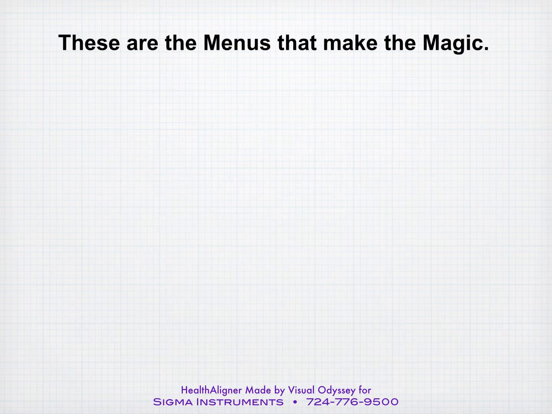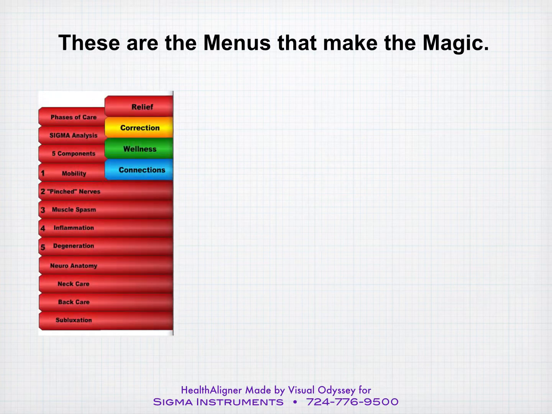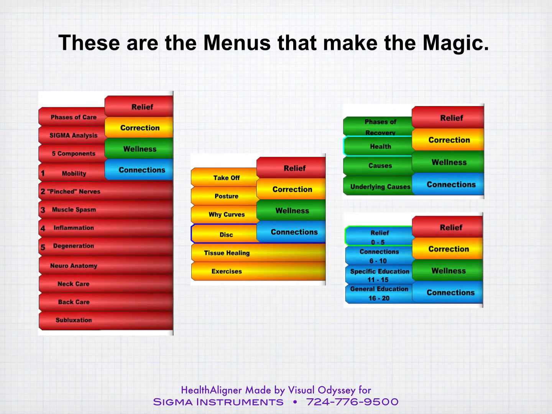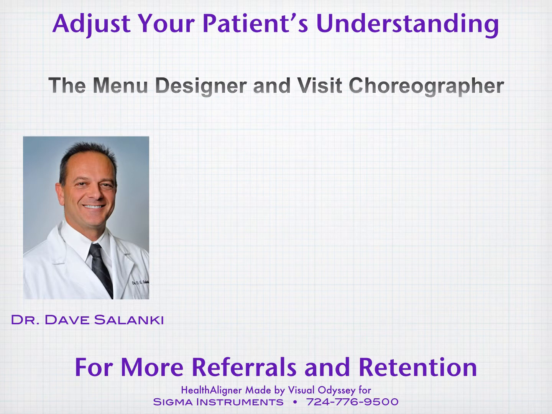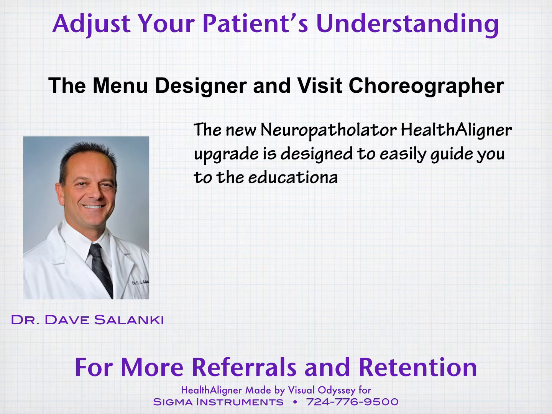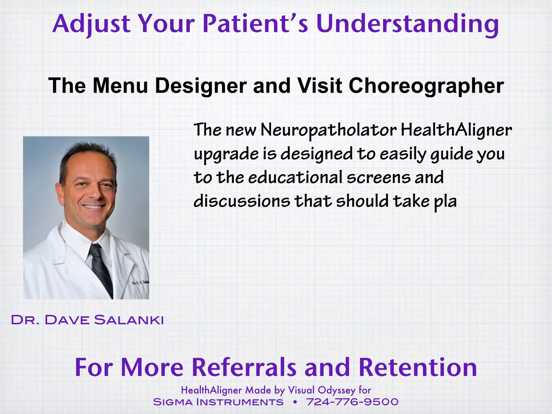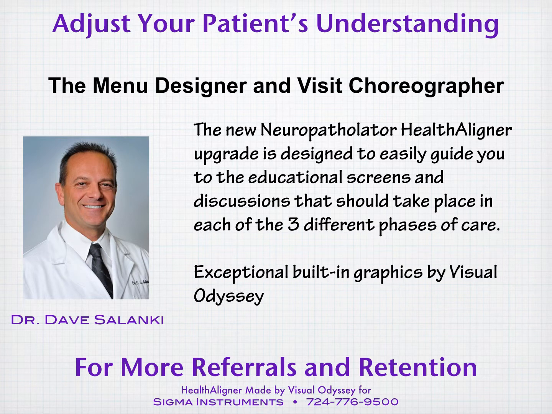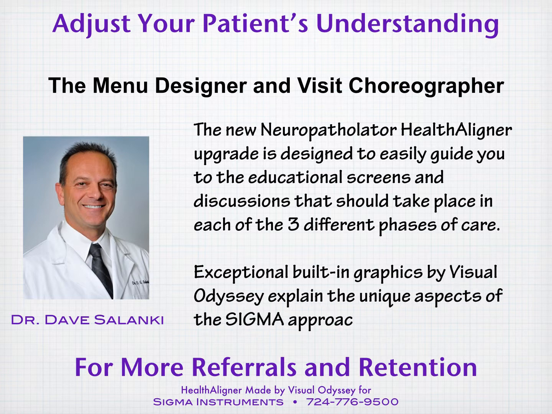So there are some menus in the software now that make this magic happen. We have menus for the relief phase, the correction phase, the wellness phase, and for generating referrals. The designer of this menu system and the choreographer of this is Dr. Dave Solanki, who understands what using an adjusting instrument means to a chiropractic practice. And he said that this new Neuropatholator HealthAligner upgrade that we designed together will easily guide you, the doctor, to the educational screens and discussions that should take place in each of the 3 different phases of care. And he really loves our graphics and the navigational system.